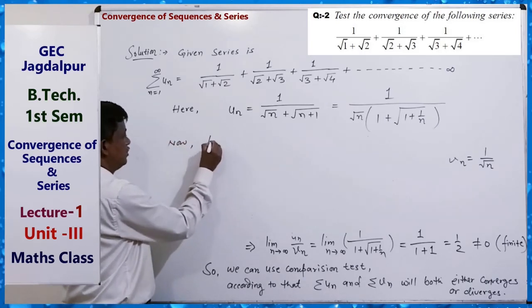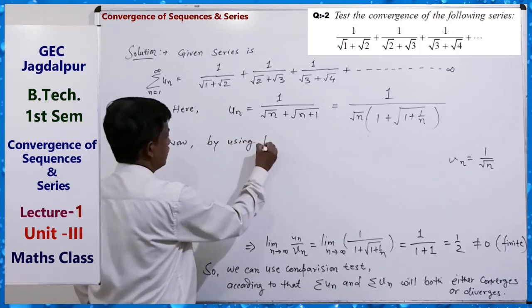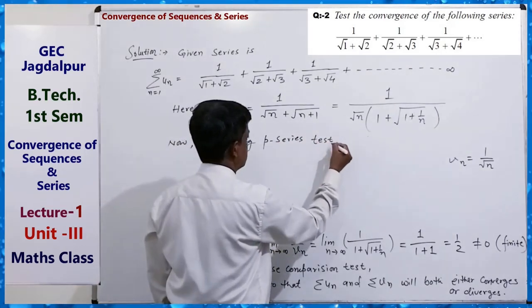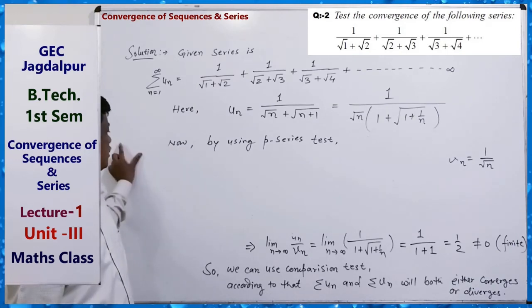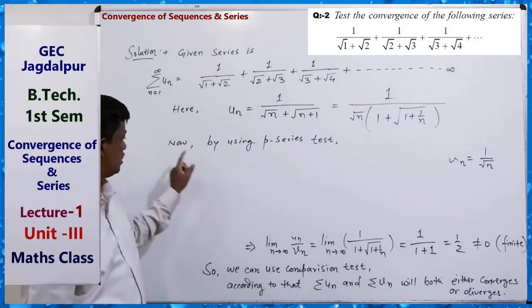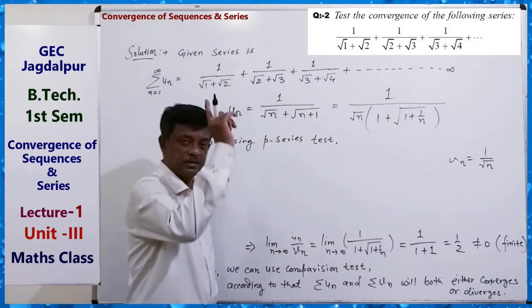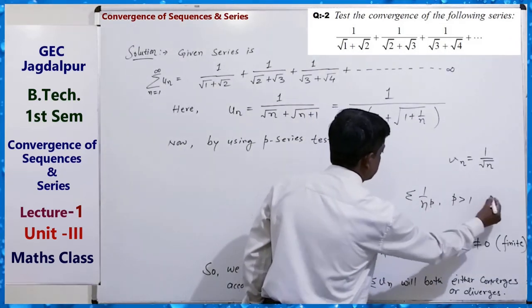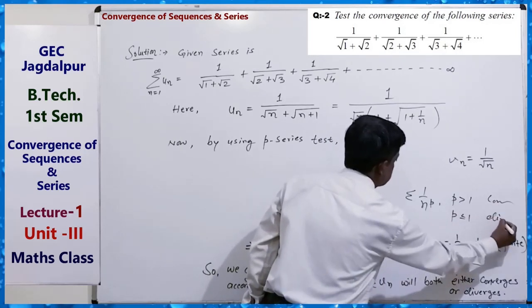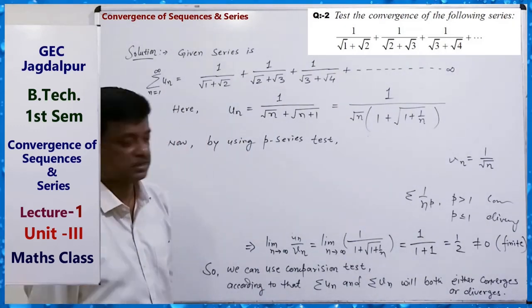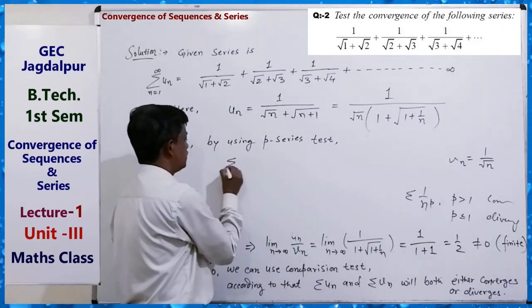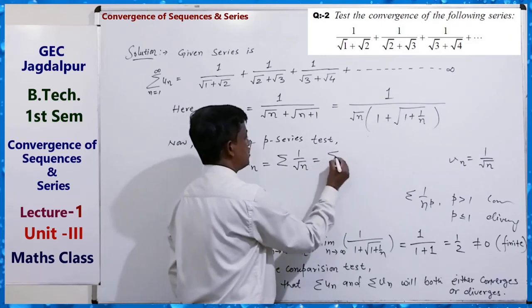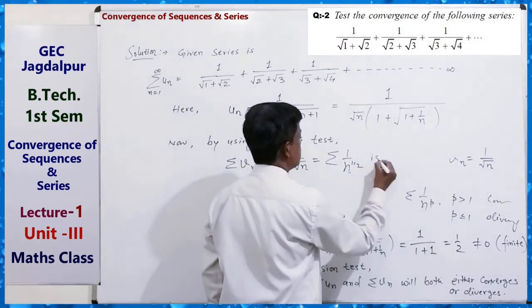Now by using the P series test. What is the P series test? 1 by n to the power p: if p is greater than 1, convergent; if p is less than 1, divergent. So by using the P series test, summation Vn, that is summation 1 upon root n, which is summation 1 upon n to the power 1 by 2, is divergent.